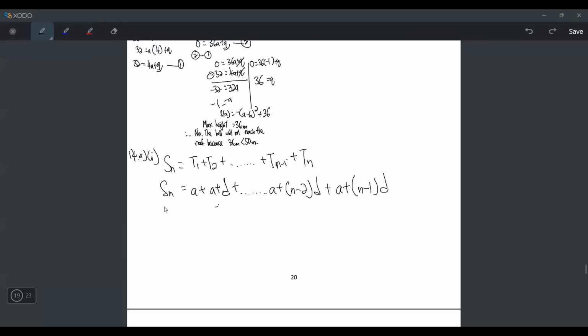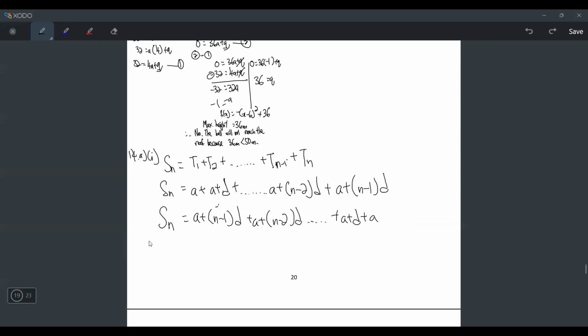Okay, and now I will write a new equation for Sn, not the same one, but written a little bit differently this time. I will start from the last term, which is a plus n minus 1 d, and then followed by a plus n minus 2 d, and then dot, dot, dot, followed by a plus d, and then finally plus a. You can do that, right? Because 1 plus 2 plus 3 is the same as 3 plus 2 plus 1. You can reverse the order, as long as you are not changing the sign.